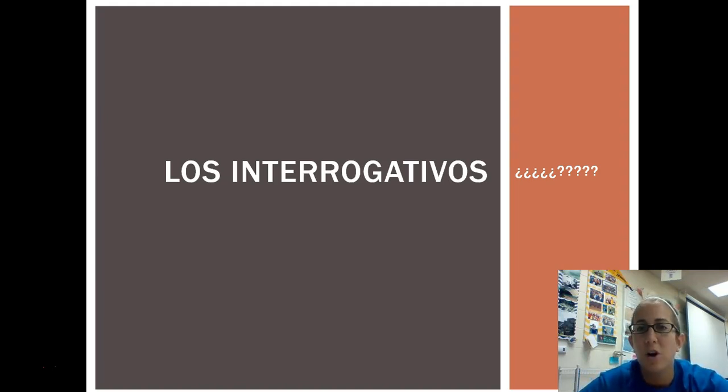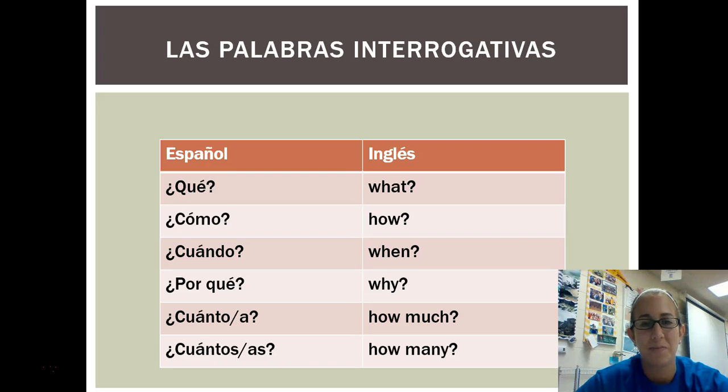So these words are incredibly important for us not only to understand what others are asking of us, but also for us to be able to communicate and get information from others. So throughout these notes, I will probably remind you how important it is to know these words. So on that note, let's get started.